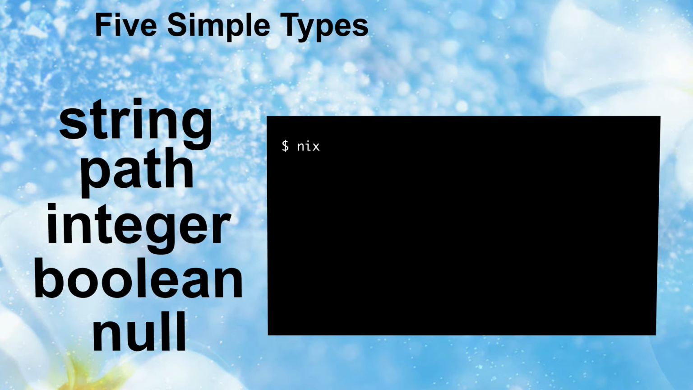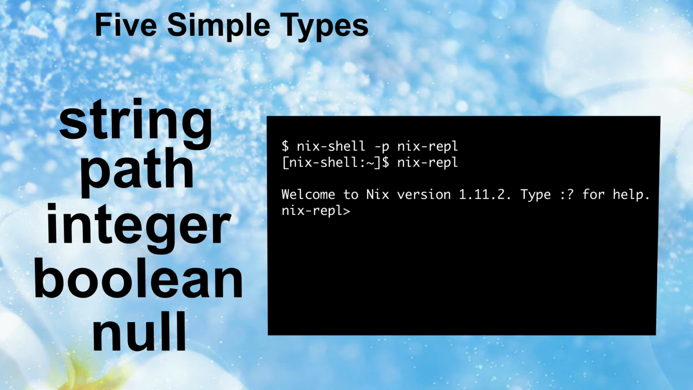Simply run nix shell -p nix REPL, and you'll be dropped into a shell where the Nix REPL program has been built and is in the path. Then just run nix REPL at the command line.